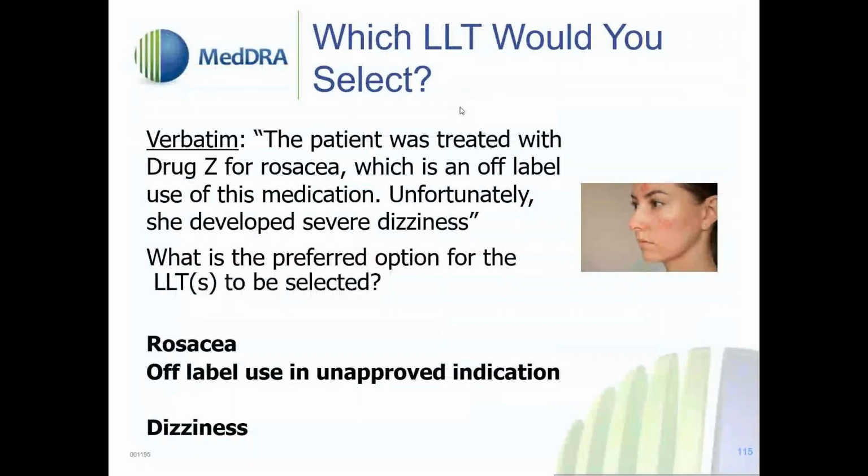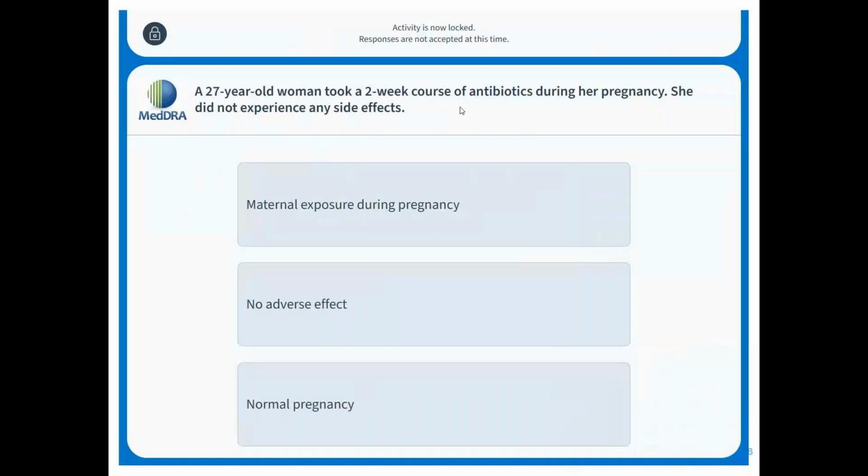And rosacea would represent the indication for use. Off-label use in unapproved indication is the most specific term that we can assign for the off-label use of the medication, and dizziness is the event in the patient. Any questions, Leander? Not at this time, thanks, Caroline. I hope everything is clear.